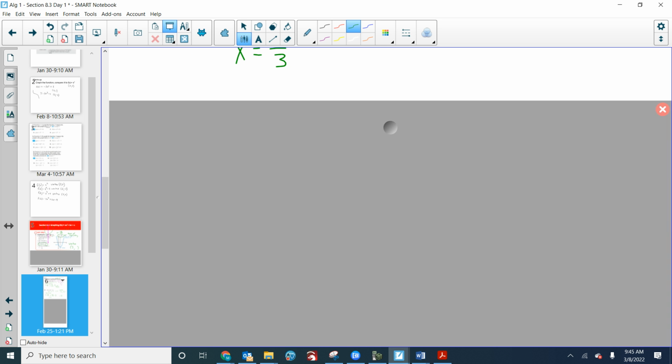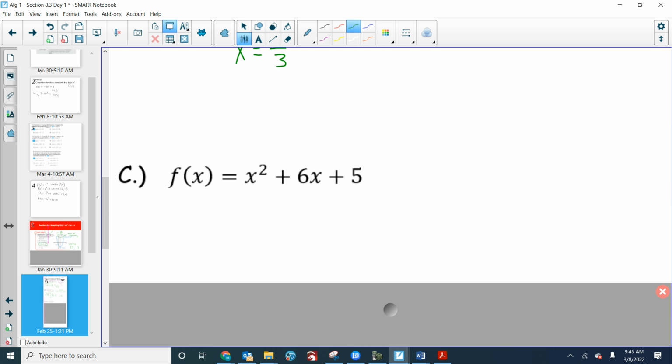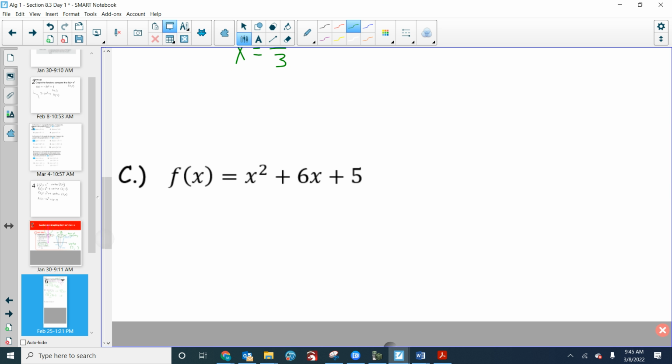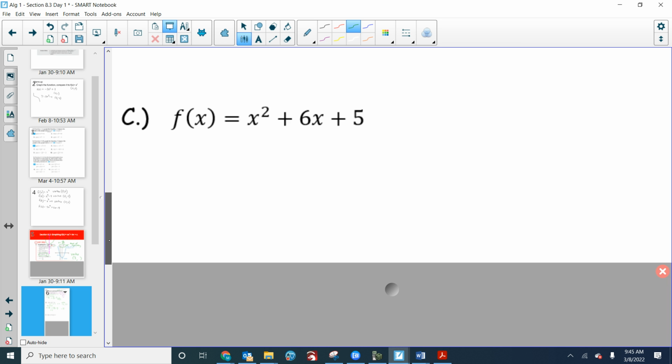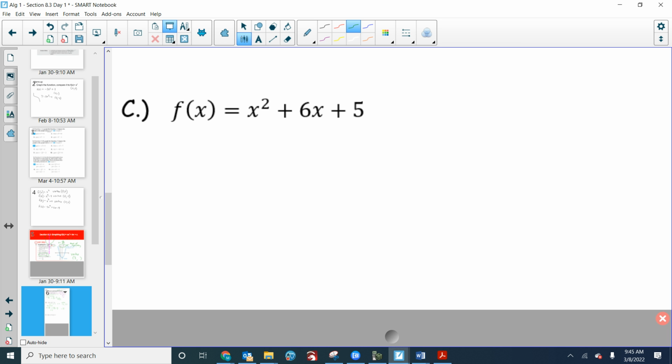I don't think there's anything else here. Oh, there is another one. Let's try it again. So what's A? 1. What's B? 6. And what's C? Is this probably going to open up or down? Up, because of the positive 1 in front of that x squared. Okay?